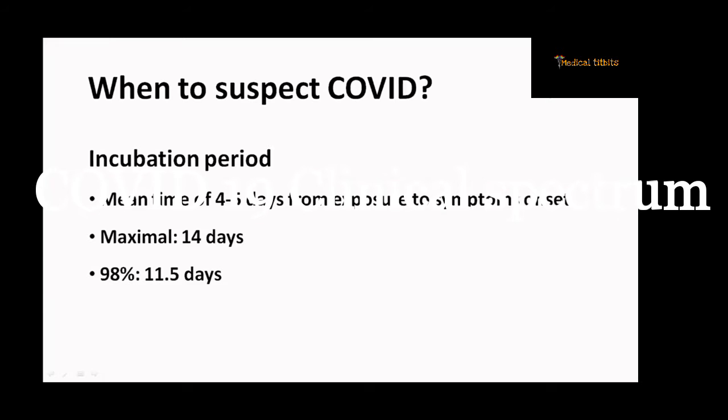So friends, when to suspect a COVID patient? If we come in contact with a COVID patient, usually we contract infection, and the mean incubation period is 4 to 5 days, but maximal is 14 days. However, 98% contract infection within 11 days. So if 11 days have passed since you were in contact with a COVID patient, probably you are not going to get infection from him.